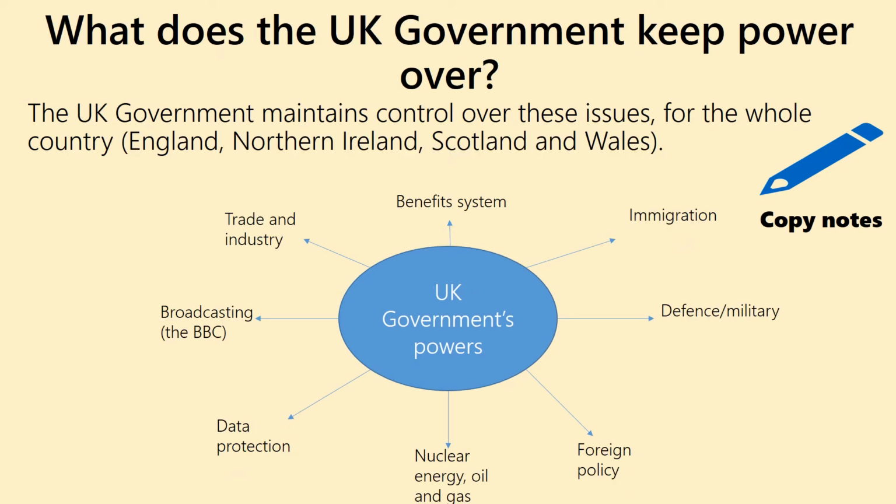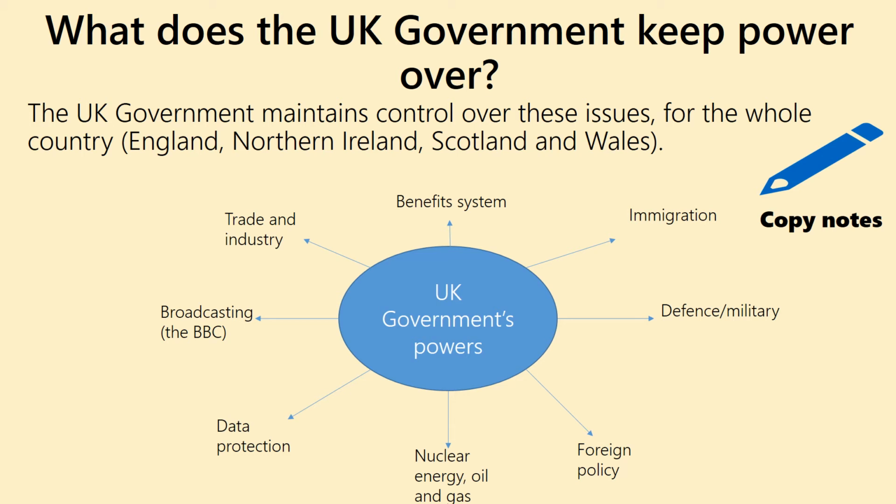And what does the UK government keep power over? The UK government maintains control over these issues for the whole of the country, so they make decisions on these issues for England, Northern Ireland, Scotland and Wales. They have got power over the benefits system, so this means they can make decisions about who gets what benefits and what benefits are on offer. They've also got power over immigration for the whole country, so that's who gets issued a visa, who's allowed into the country, who's not being allowed in.